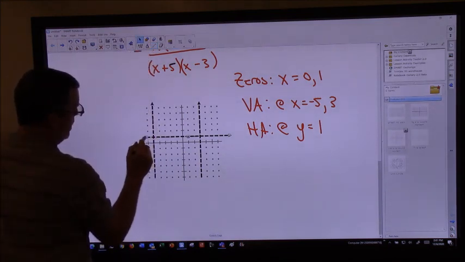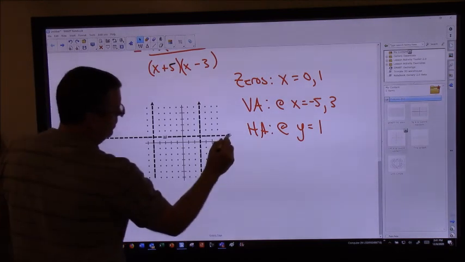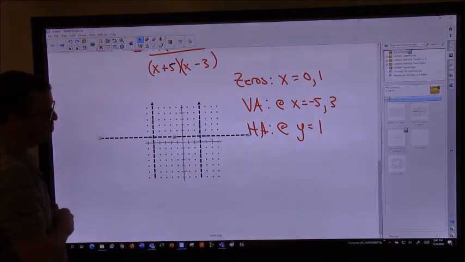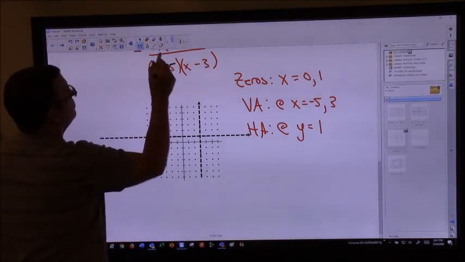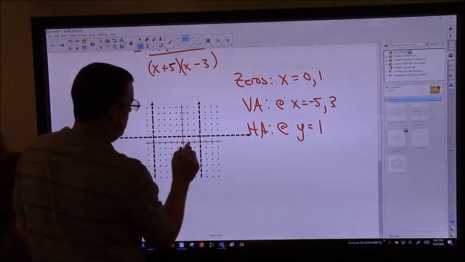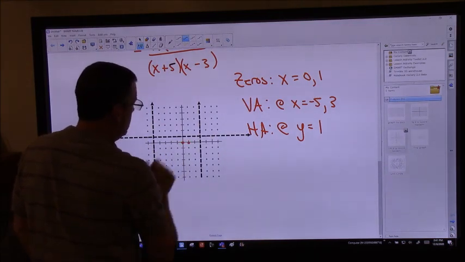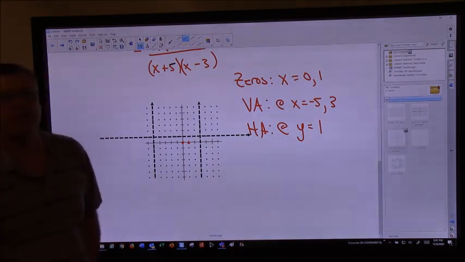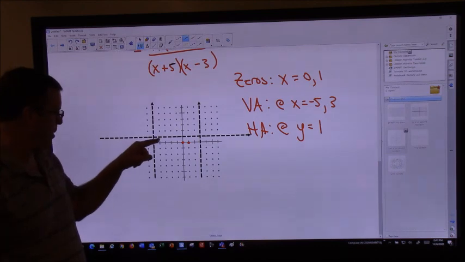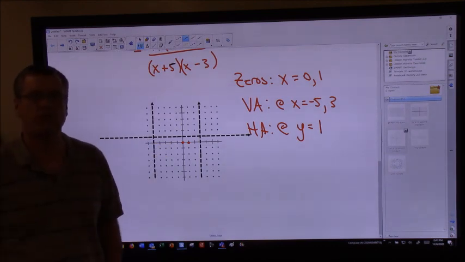This should extend out here farther, and this should go out farther. As you go way out here, you get really close without touching. Okay? And my zeros are at 0 and 1. I'm not allowed to cross the x-axis anywhere else, because those are my only zeros. It's the only place you can touch the x-axis.